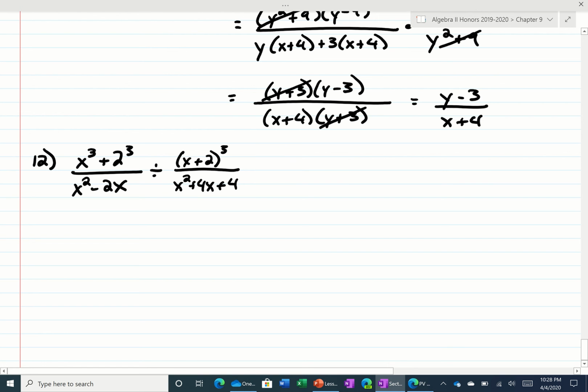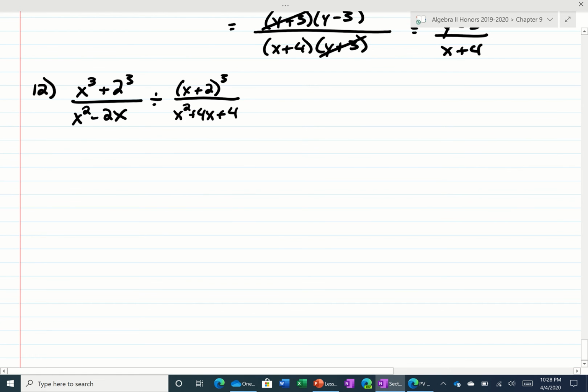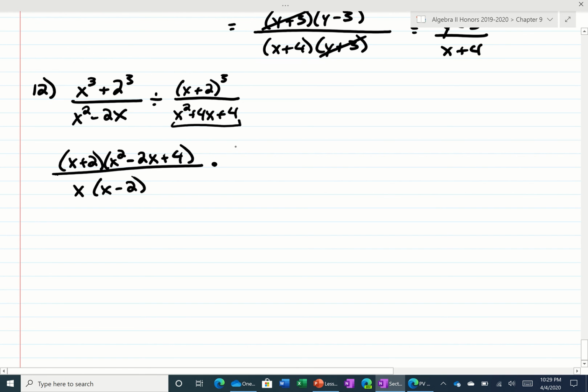Okay, so let's figure this one out. Remember, whenever you have a sum of cubes, that's where we have to use SOAP. So I'm going to write this x plus 2, same sign, opposite sign, always positive, divided by, we could factor out an x. I'm going to multiply by the reciprocal. I'm going to factor this, actually. This is going to be x plus 2 times x plus 2.